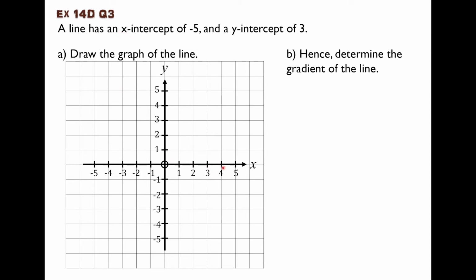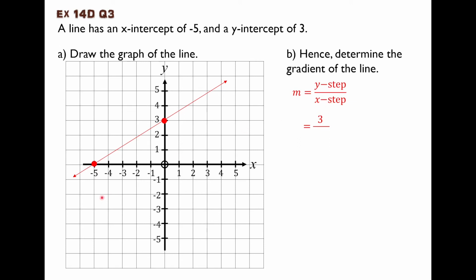X-intercept of -5. So I look at my x-axis, which is this one, and it intercepts at -5, so I put a dot here. Y-intercept of 3, so I look at my y-axis, intercept is at 3, right here. And then I know it's a line, so I can draw a straight line that goes through them. My next part is hence determine the gradient of the line, same as before, write the gradient formula. On the top, I've got the y-step, how far up or down. To get from here to here, how far up do I go? I go up 1, 2, 3.